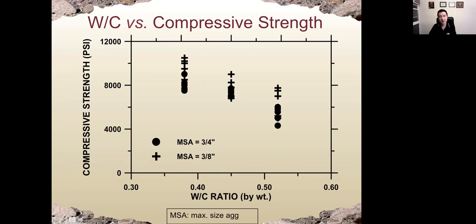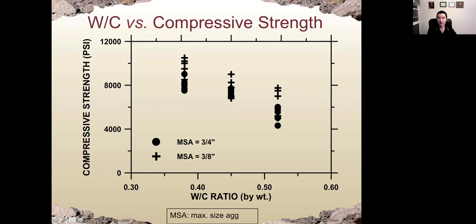All right, so the next set of slides is very important. It shows us how water to cement ratio, the strength of concrete and permeability are correlated with each other. Let's look at the water to cement ratio and the strength first. Here shows how the water cement ratio affects the strength. This is concrete with different sizes of aggregate. MSA means maximum size of aggregate, 3/4 inch and 3/8 inch.